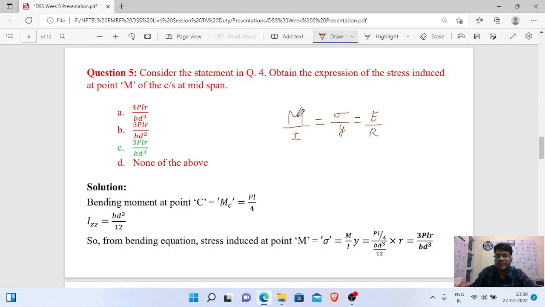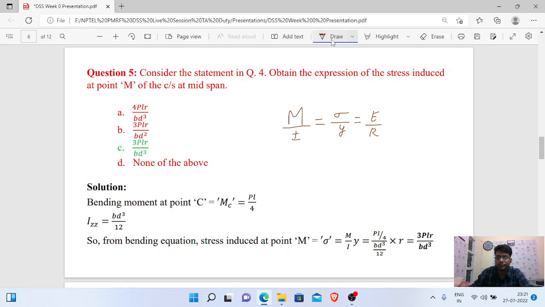So here we have to calculate the bending stress. From the bending equation, the question is asking us to obtain the expression of the stress induced at point M. So sigma is the stress, and sigma is equal to M into y upon I. We have already calculated the value of M, that is PL by 4. I is equal to BD cube by 12. And what is y? Y is the distance.